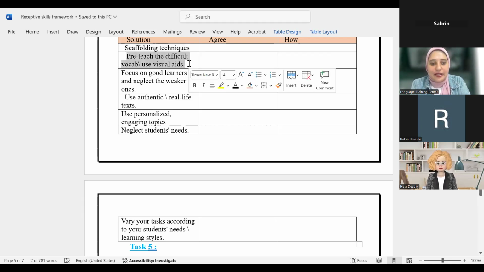Let's go for Sabrina again. Okay, I think it will be perfect for the problem of limited vocabulary and unfamiliar accent, maybe in listening. It will make understanding hard. It will be perfect to pre-teach difficult vocab and use visual aids. For example, if they in the matching activity didn't get the meaning of a word, you can explain it through visual aids. I agree. That's good. What about the coming one?